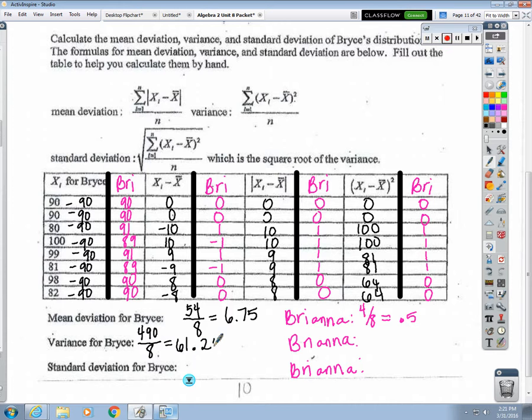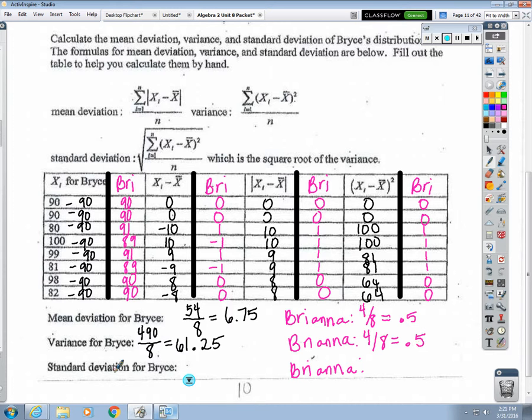Okay, now let's do Brianna's variance. That means we sum her deviations that have been squared. So that's this final list over here. 4 divided by 8 again. So her variance and her mean deviation are the same.